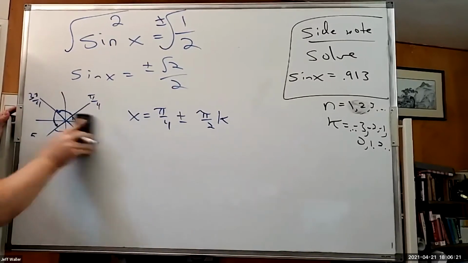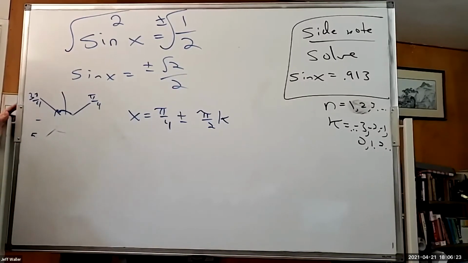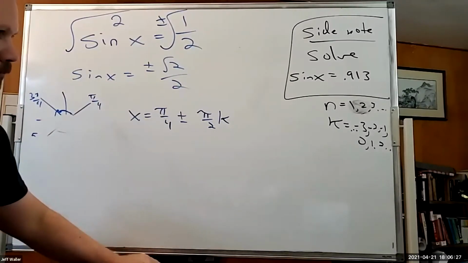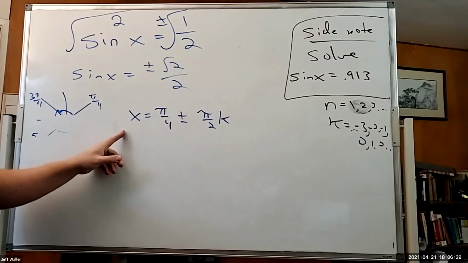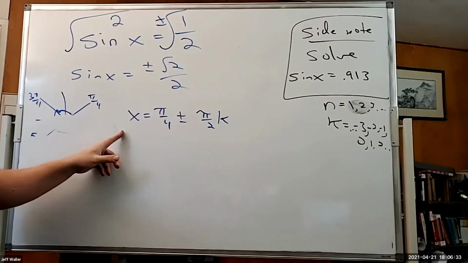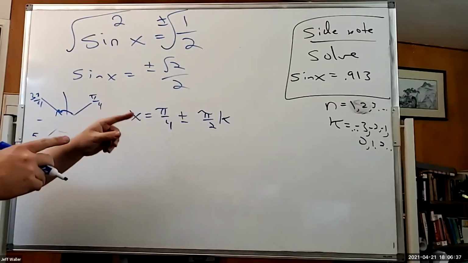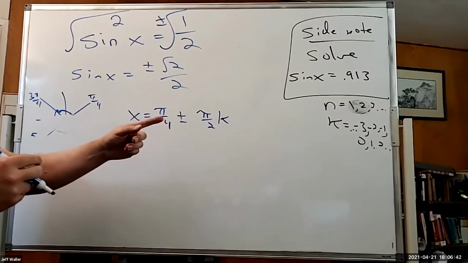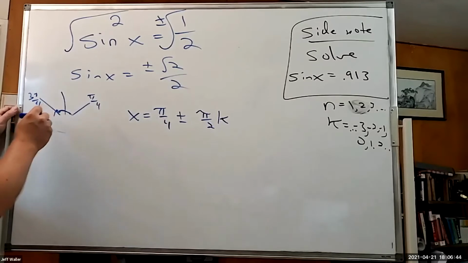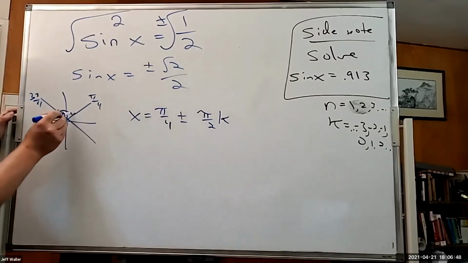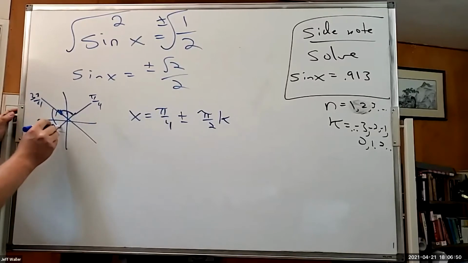I have a quick question. What's up? I know you put x equals pi over 4 plus or minus pi over 2, okay? So after the plus or minus, is it just the period times k? Well, is the period of sine pi over 2? No. So why was it that I picked pi over 2? Because that is the distance between each of these.